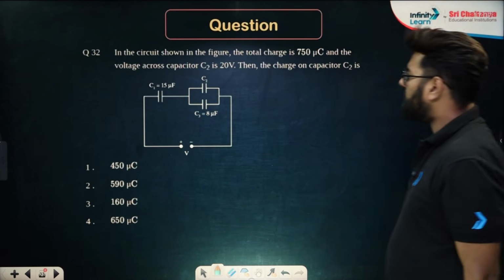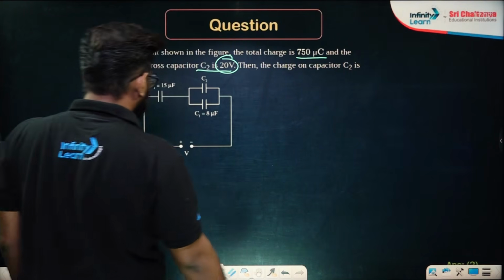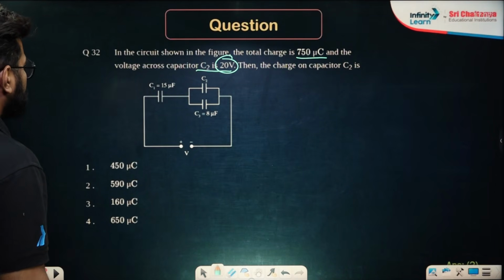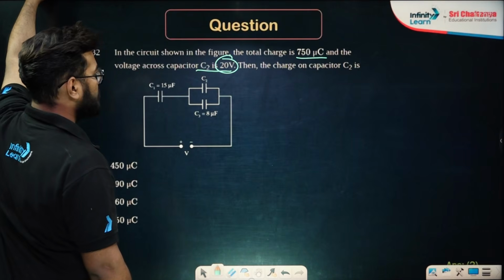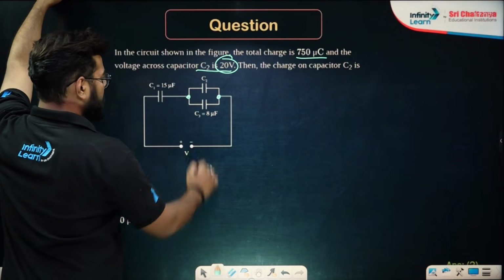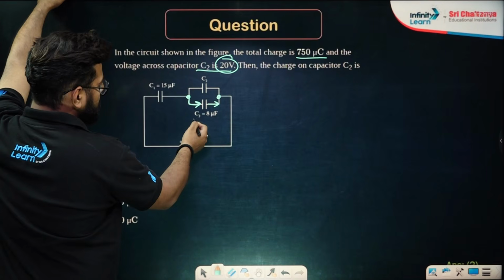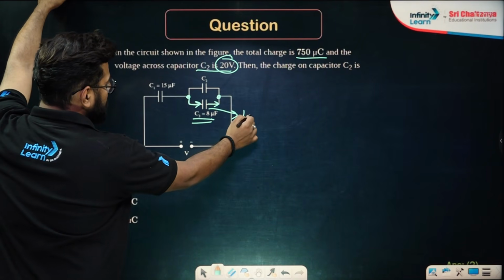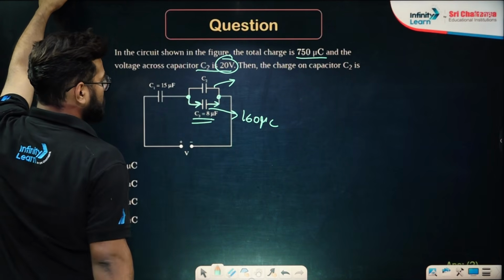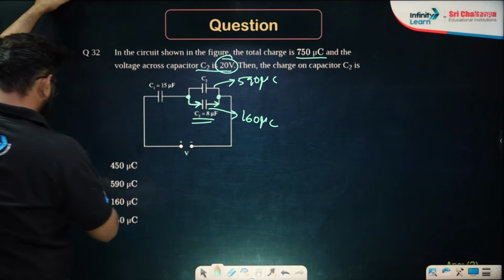In the circuit shown in the figure, the total charge is 750 microcoulomb and the voltage across capacitor is 20 volt. Then the charge on capacitor C2 will be? See, the point is total charge is 750 microcoulomb. And the voltage across capacitor C2. So C2 is where? C2 is here. So this is going to be 20. Now, if this is 20, that means you can find out the charge on this. How? C into V. That means 8 into 20. That means 160 microcoulomb in this. So in total, it is 750. That means the charge on capacitor C2 will be 750 minus 160, which is 590 microcoulomb. Option number 2 is the right answer.